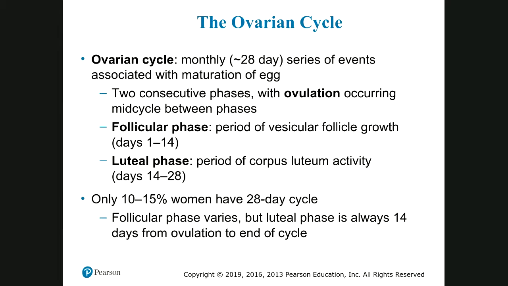Only 10 to 15 percent of women, unfortunately, have this 28-day cycle. I mean, it's very variable, even their ovulation. Some women may have ovulation every month. Some of them have it every 3 months. It depends.